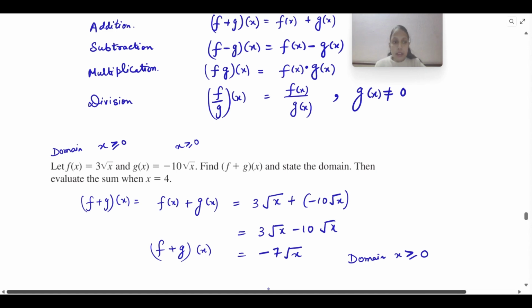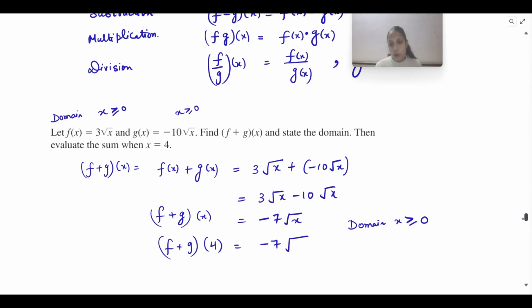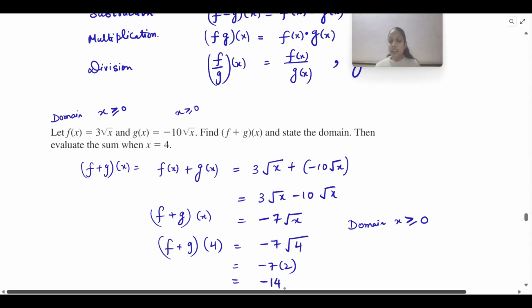Alright, let's do the next one. Okay, there's one more thing they say: evaluate the sum when x is 4. So substitute 4 for x. Minus 7 square root of 4. What is square root of 4? 2. 7 2s are 14. So negative 14 is the answer.